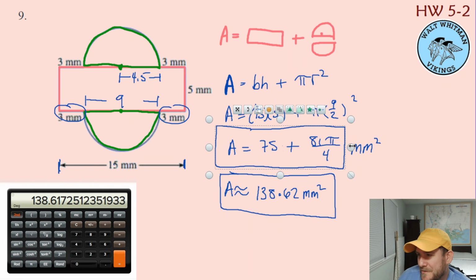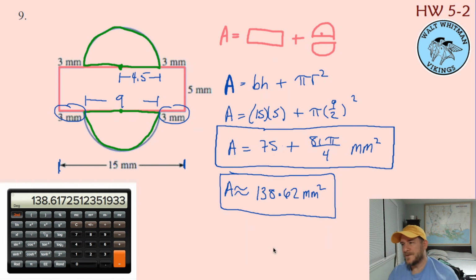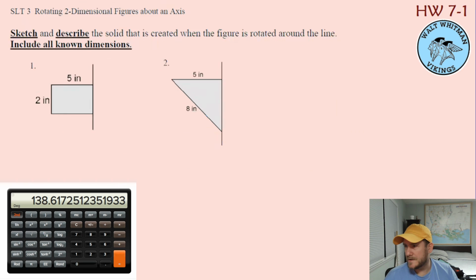I want to put the units back in this box. There we go. So there's everything you need. And that actually was the last one too. So that's page 5 done. We move on to 7 next. 7 is where we're going to be revolving these two-dimensional shapes to create three-dimensional shapes. So hopefully you'll be feeling good about that. Anyway, I'll see you in the next one. Bye.